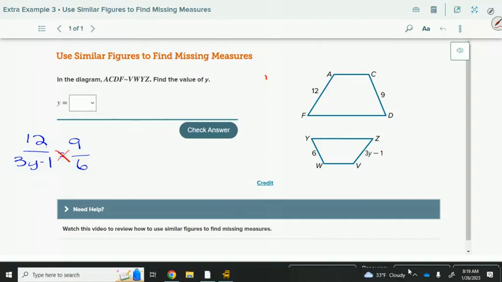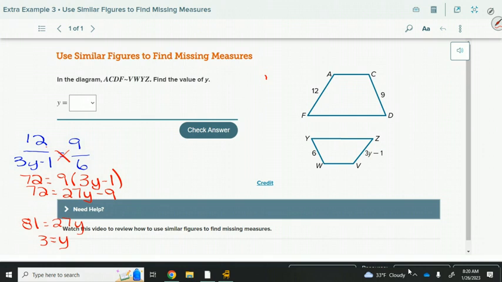So 12 times 6 is 72. And then it's going to be 9 times all of this. So that's when we're going to distribute. So then we'll have 72 equals 27y minus 9. I'm going to add 9 to each side. And then divide by 27. And that'll give us 3.